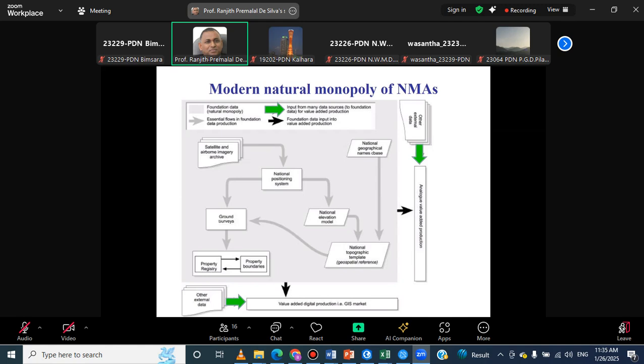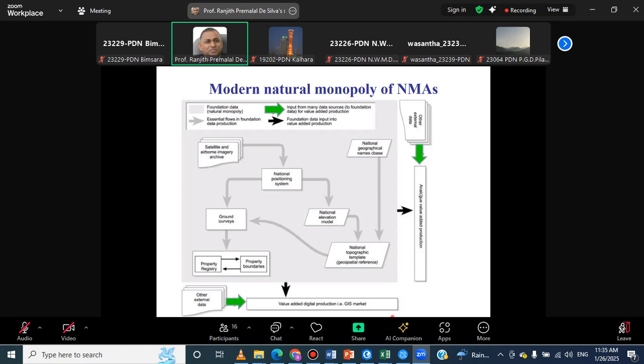So if you look at the green arrow, from other external data to analog value-added production, that says a lot of other users other than the NMRA. If you look at this side of the presentation, this green arrow indicates a large number of agencies input data into this product. So that's the key thing that we want to highlight.